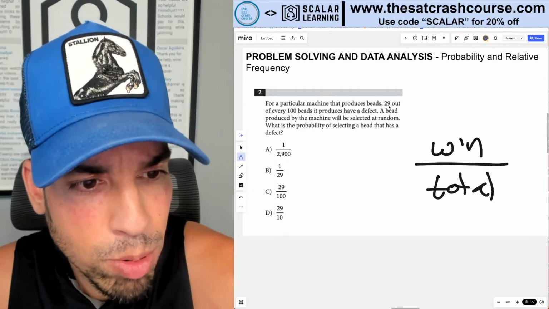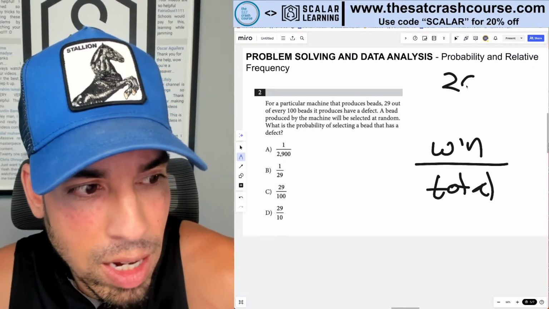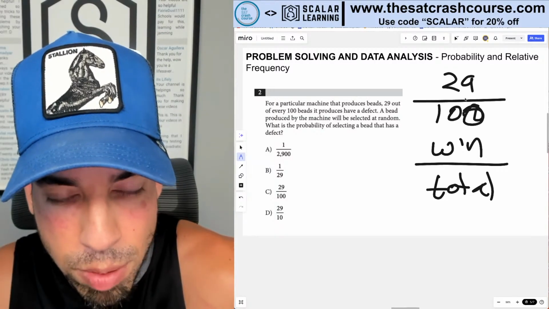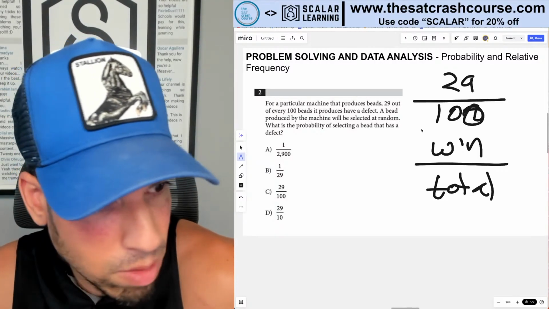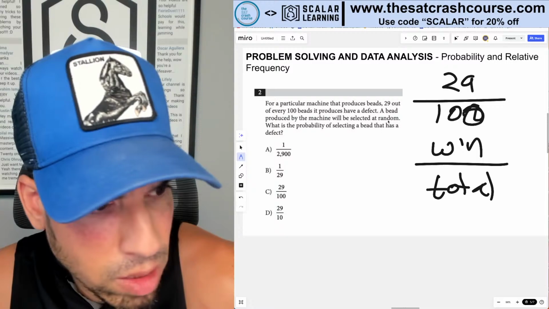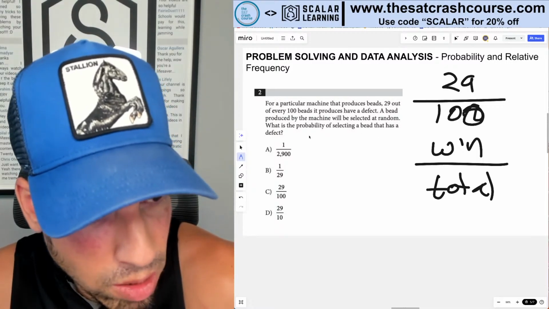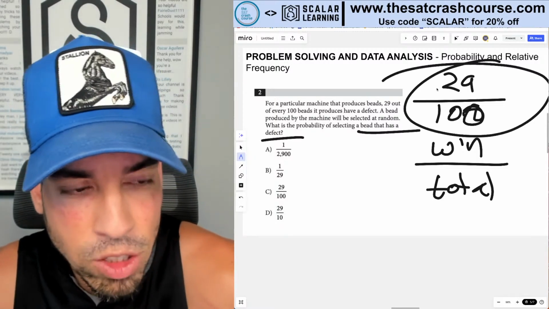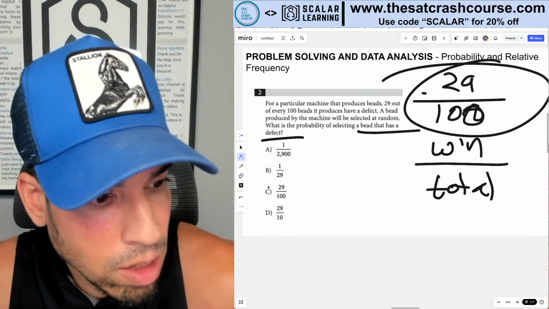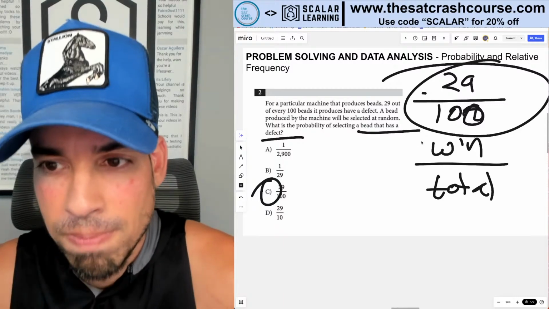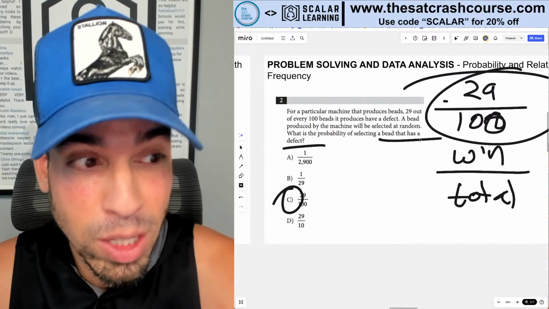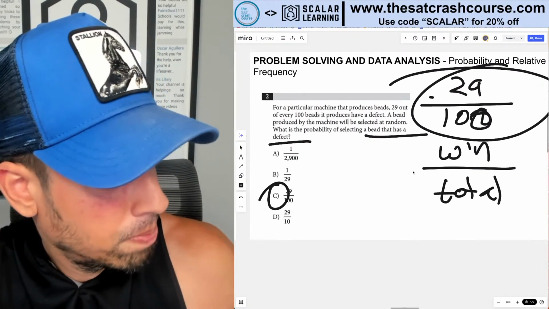For a particular machine that produces beads, 29 out of every 100 has a defect. So this is the proportion, or the probability, of getting a defective bead. A bead produced by the machine will be selected at random. What's the probability of selecting a bead that has a defect? I just answered that, right? 29 out of 100, C is the winner. Done. In this case, winning is actually getting a defect, because they're asking what's the probability of getting a defect.